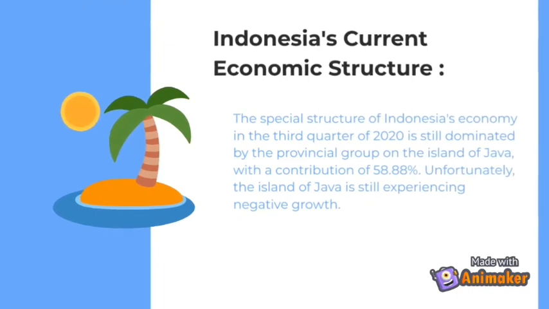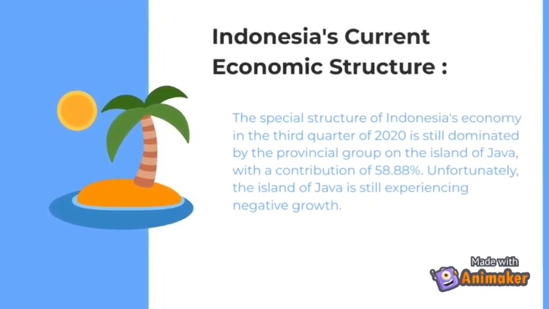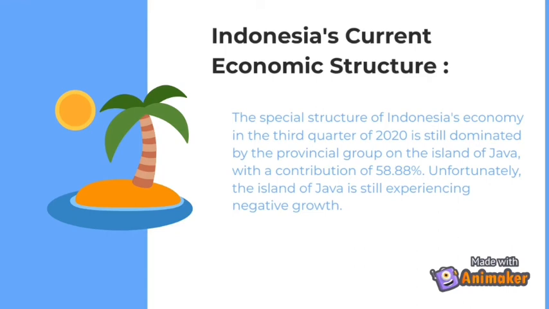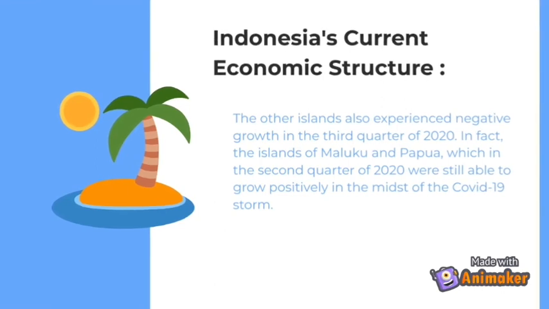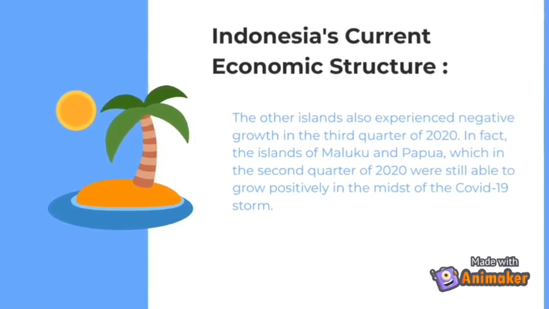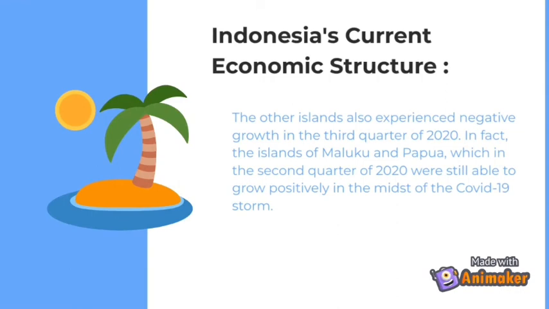The spatial structure of Indonesia's economy in the third quarter of 2020 is still dominated by the provincial group on the island of Java, with a contribution of 58.88%. Unfortunately, the island of Java is still experiencing negative growth. The other islands also experienced negative growth in the third quarter of 2020. In fact, the islands of Maluku and Papua, which in the second quarter of 2020 were still able to grow positively in the midst of the COVID-19 storm.